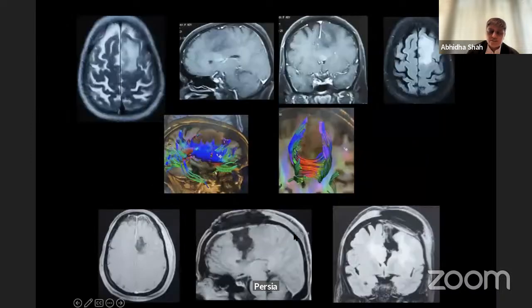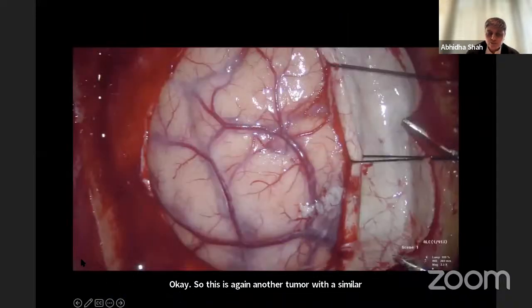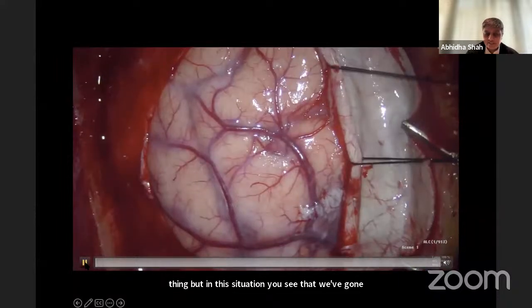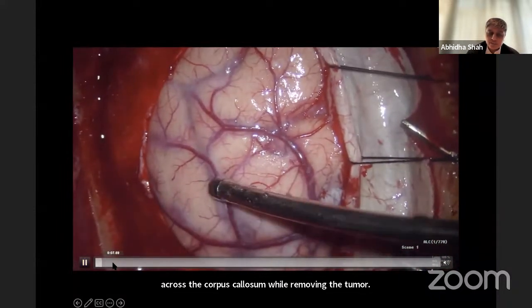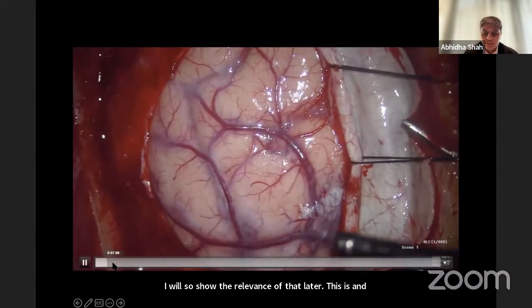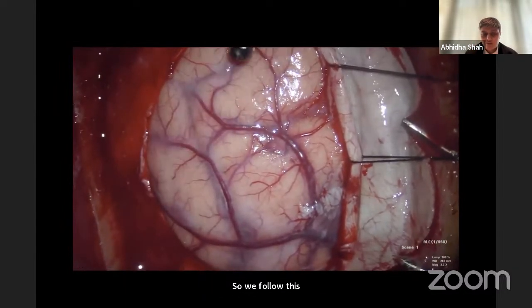So this is again another tumor with a similar thing, but in this situation, you see that we've gone across the corpus callosum while removing the tumor. I will show the relevance of that later. This is the video of the tumor. So we follow this en masse resection strategy. I will talk about it very soon now.